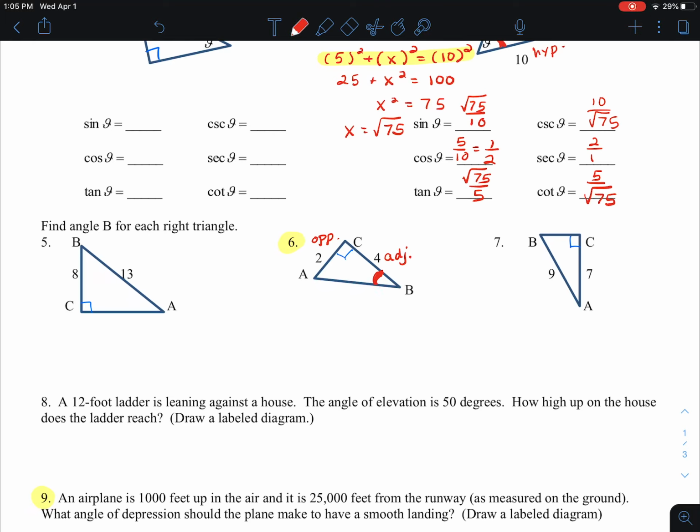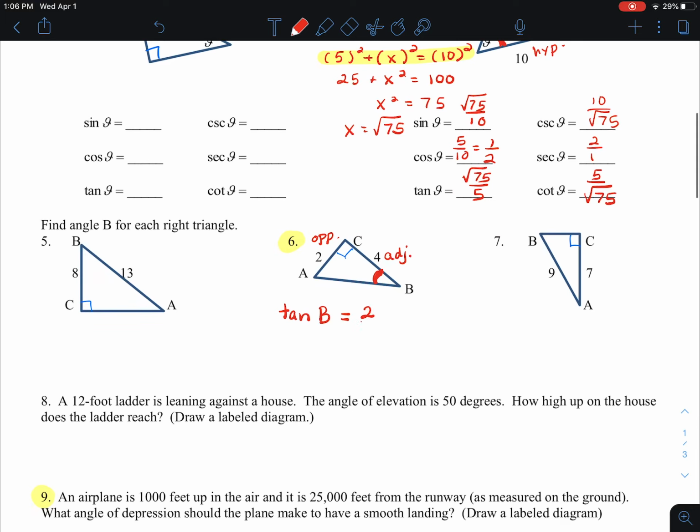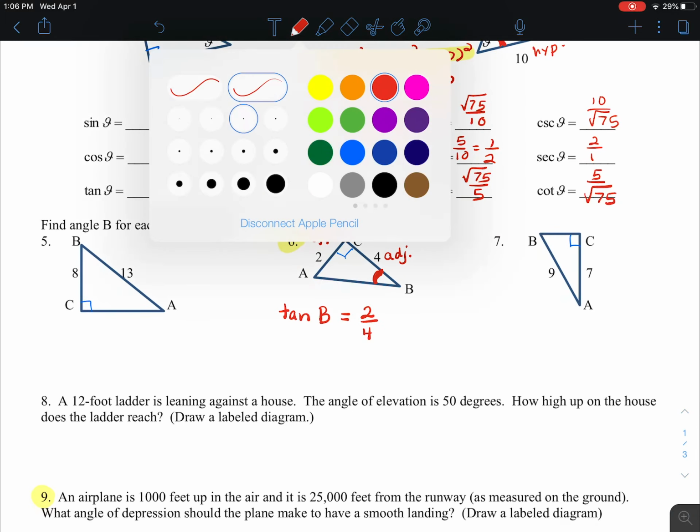Okay, so again, when you think of SOHCAHTOA, I need to pick a trig function that's going to incorporate the opposite with the adjacent, and that would be the tangent. Oops, I'm sorry, I wrote that wrong. After you put tangent, you need to put the angle. I don't know the measurement of angle B, so I'm leaving the letter B there. I'm going to set that equal to opposite over adjacent, okay?